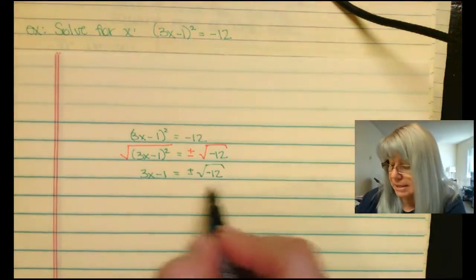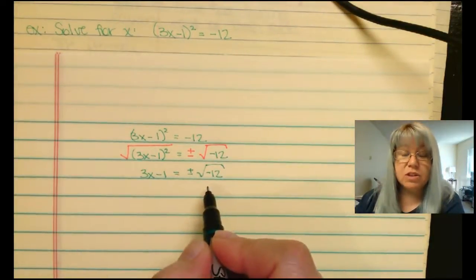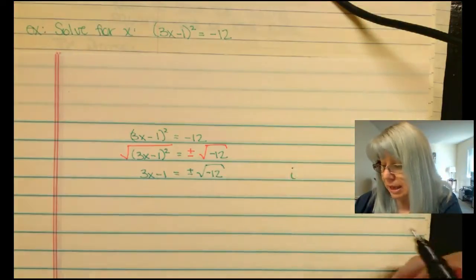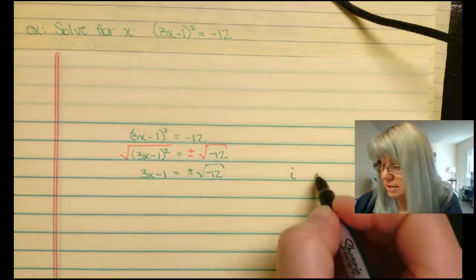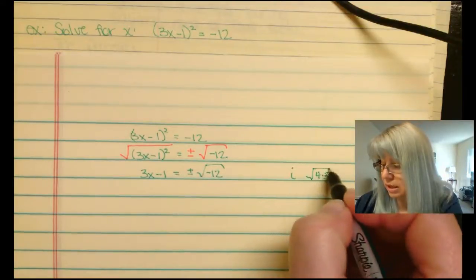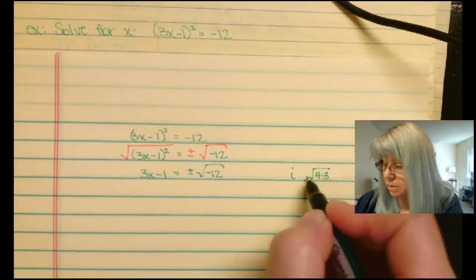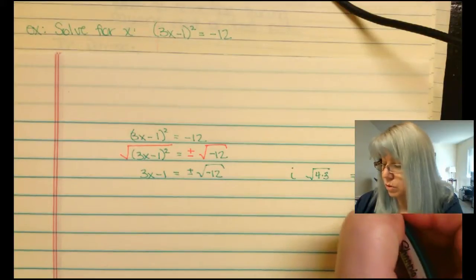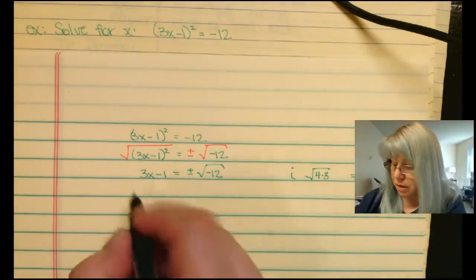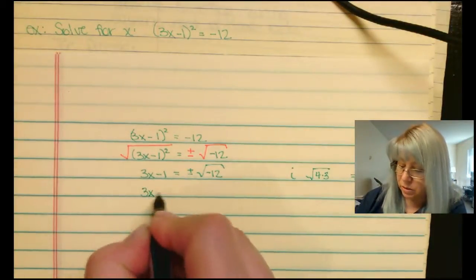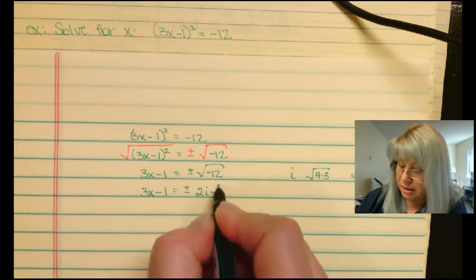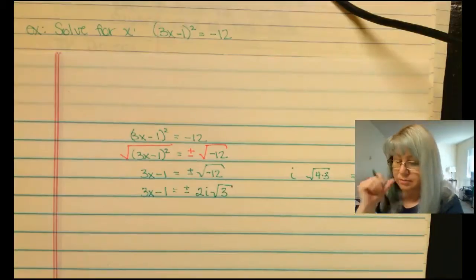Okay. I can simplify the square root of negative 12. Well, the negative will be i, and 12 is 4 times 3, so the 4 can pop out as a 2, and therefore we get 2i square root of 3. All right, so let me rewrite it. 3x minus 1 equals plus or minus 2i square root of 3.